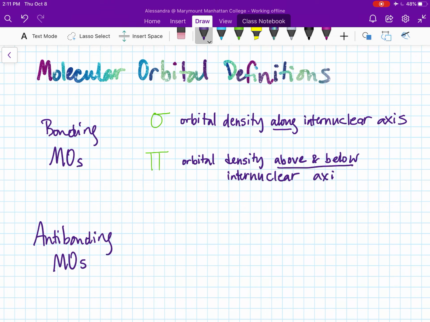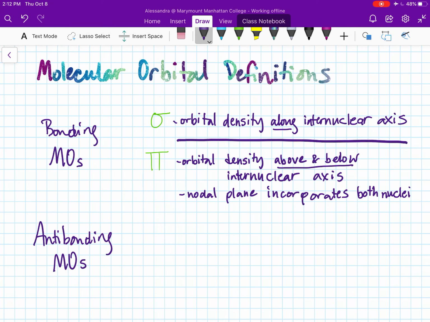That means that in a pi bonding molecular orbital, you actually have a nodal plane, so a region of 0 electron density. That nodal plane incorporates both nuclei. And I'm going to draw this in a second. After getting these definitions down, I'm going to draw this, so that both nuclei are kind of in this region of 0 electron density. And for the pi bonding molecular orbital, you have the actual orbital density above and below the internuclear axis. Okay, so that's the difference between sigma and pi.